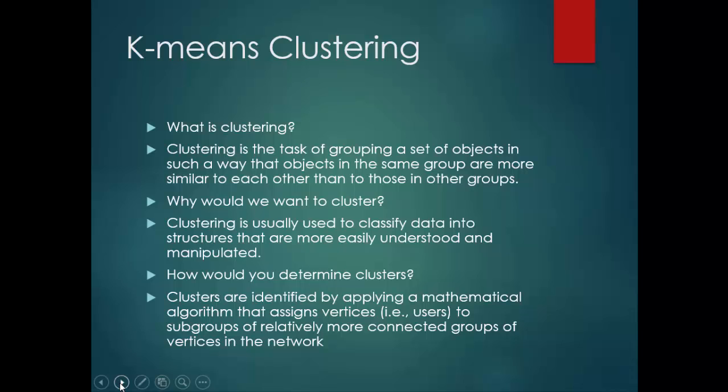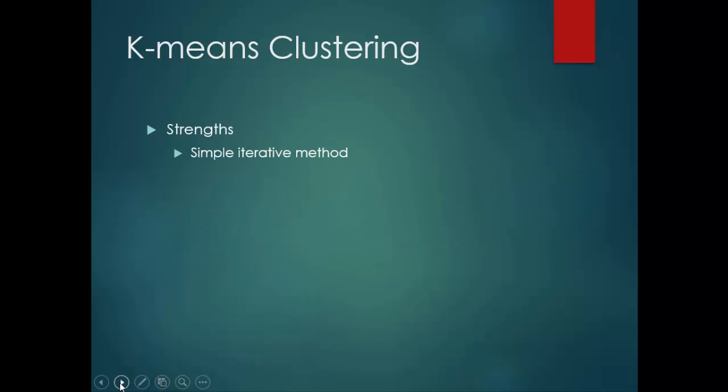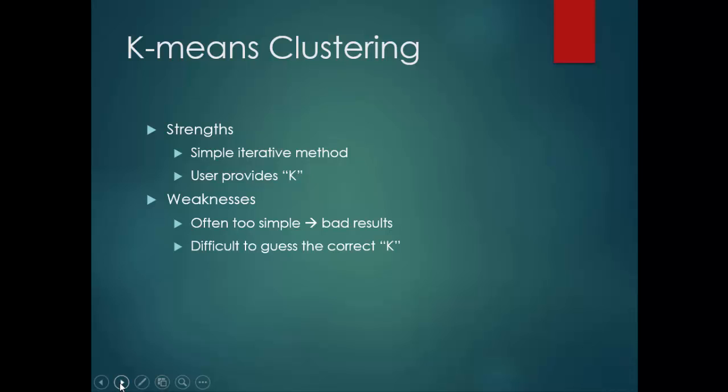Third, how would you determine the clusters? Clusters are identified by applying a mathematical algorithm that assigns vertices to subgroups of relatively more connected groups of vertices in the network. Then, what are the strengths of k-means clustering? Simple iterative method, and the user provides k. And we have a few weaknesses. Weaknesses are: often too simple, bad results, and it is difficult to guess the correct k.